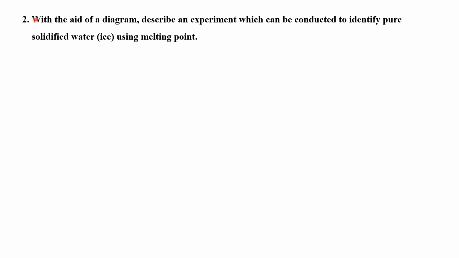Question number 2. With the aid of a diagram, again, let's make sure that the diagram should be labeled, and the word labeled must appear in the statement. So with the aid of a well-labeled diagram, that's how the question needs to read. Describe an experiment which can be conducted to identify pure solidified water, which is ice, using melting point. Remember that the melting point of a substance is one of the criteria for purity of a substance.